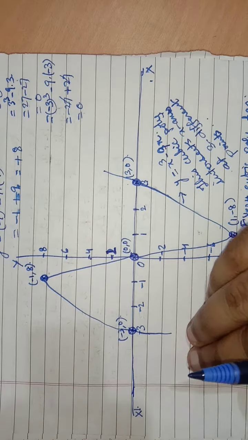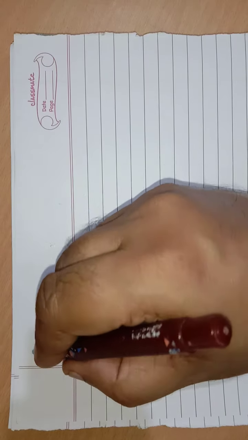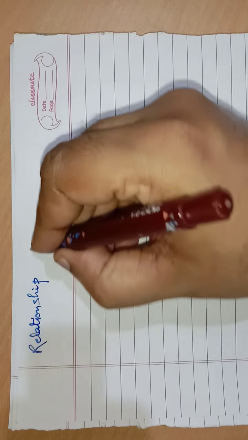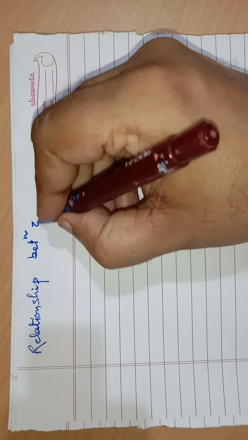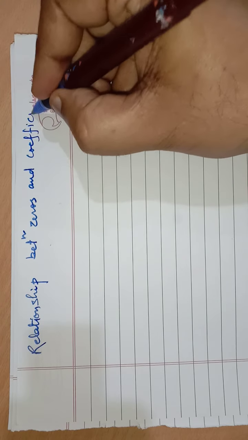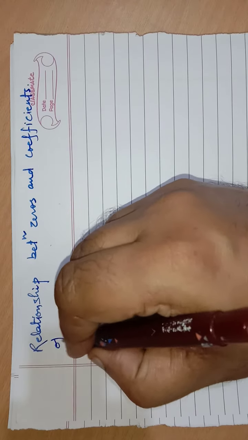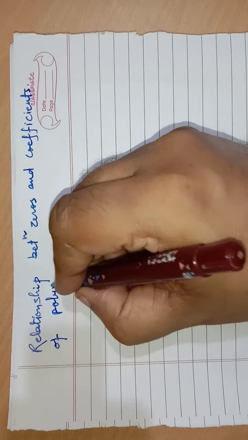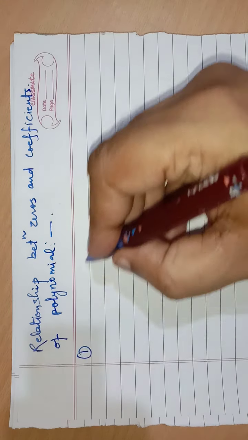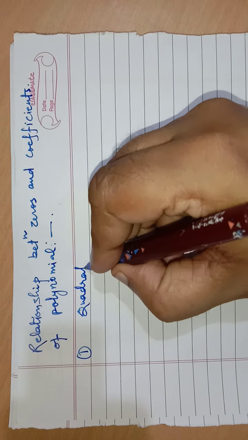Now we are coming to the next topic: the relationship between zeros and coefficients of a polynomial. So first of all, we are taking the general form of a quadratic polynomial.